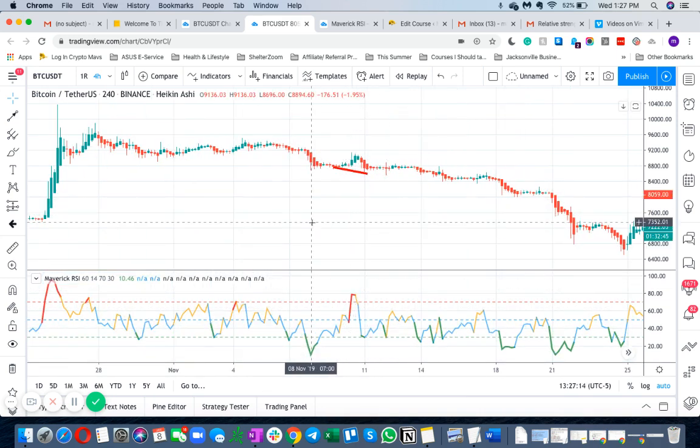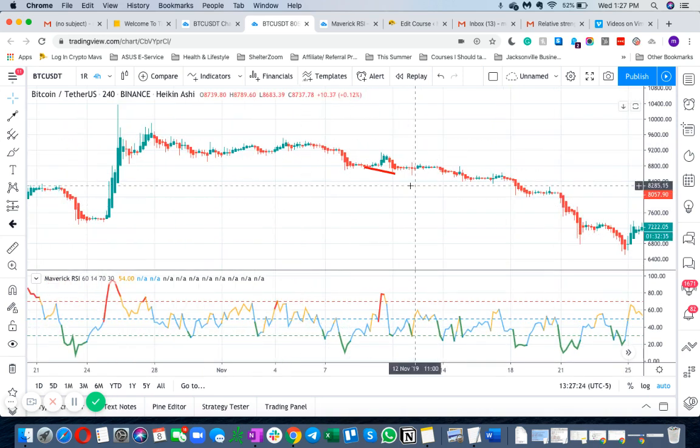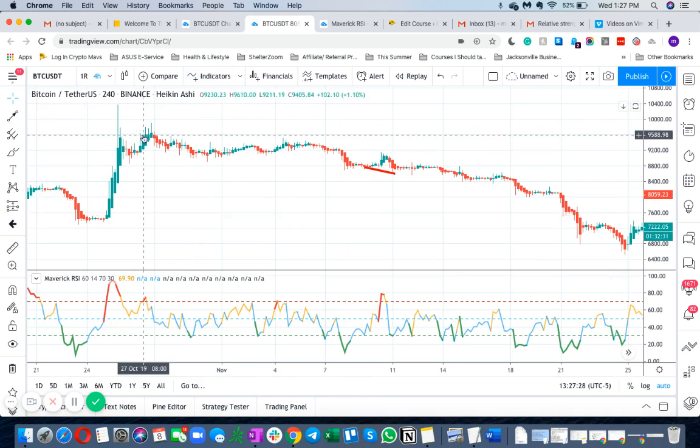So that's a good way to look at two different things at the same time, if that makes sense. This is a 1 hour chart, this is a 4 hour chart. Typically you do it the reverse, so you do the shorter time frame here, the longer time frame there. But in any case, that's just something to keep in mind.